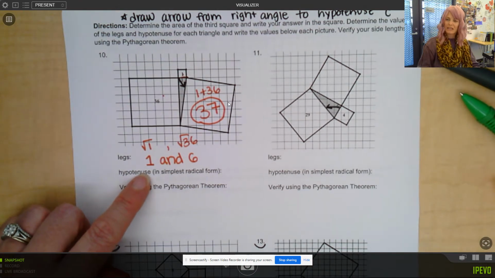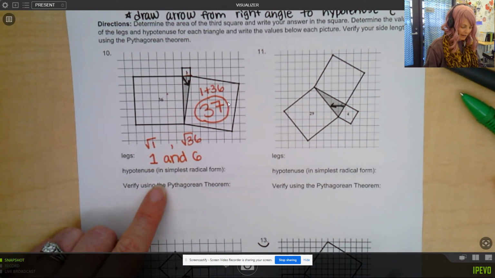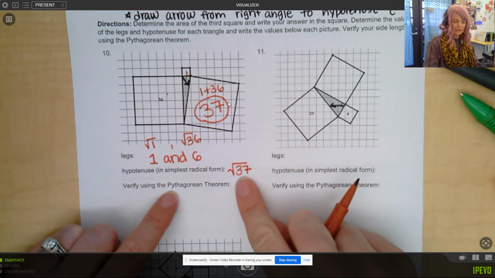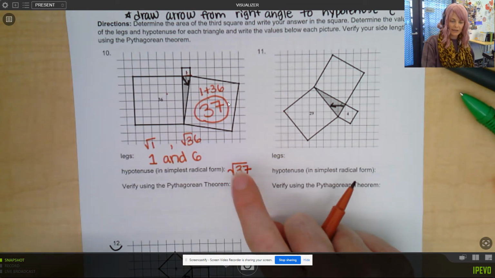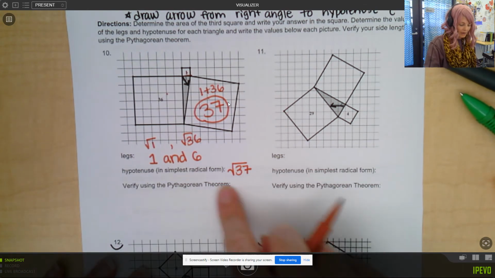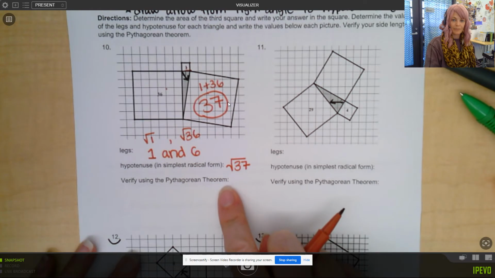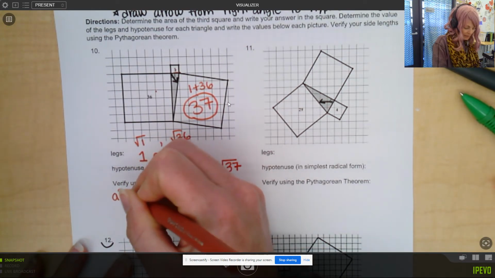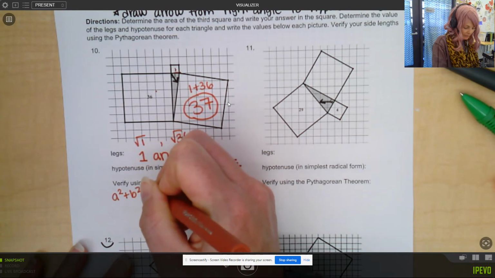And you can say units here if you want to. So the hypotenuse in simplest radical form is the square root of 37. Notice there's no perfect square factors of 37, so that's in simplest form. And we're going to verify with the Pythagorean theorem. So always write the theorem to begin with. A squared plus b squared equals c squared.